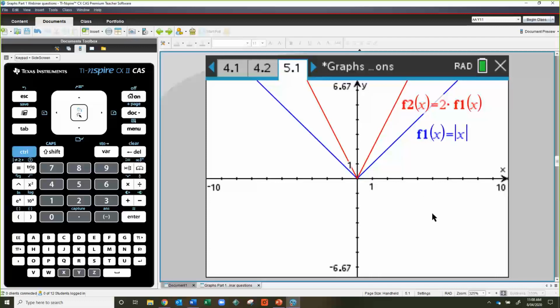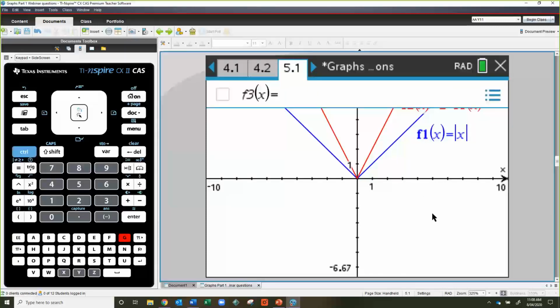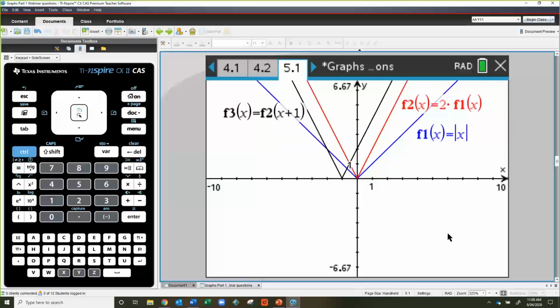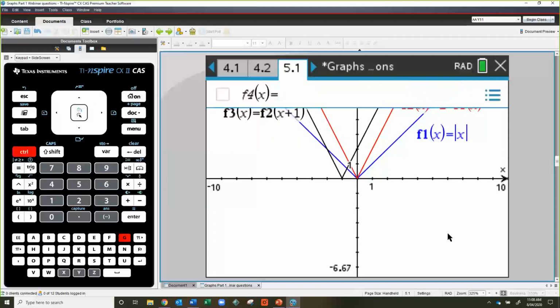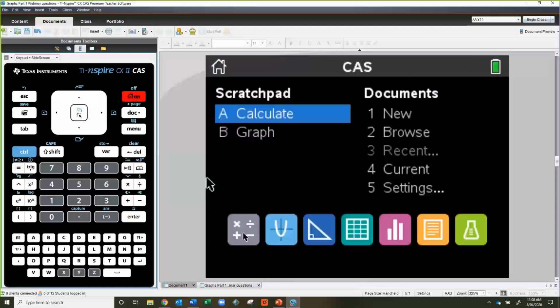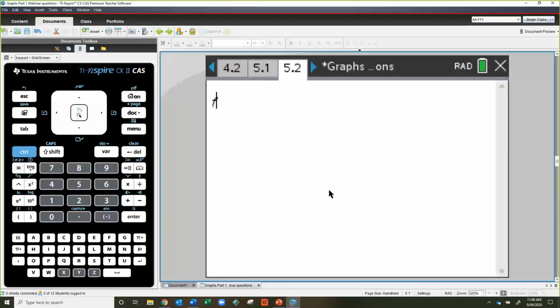The graph gets narrower. So now I take my function f2, and I apply the transformation 1 unit to the left, which is my black graph. And then I have the last one. So I take now the function f3 and in 3x, so it gets narrower. So now if you start with this way, and now I go f4, because that was my last equation, I can see I still get the same answer.